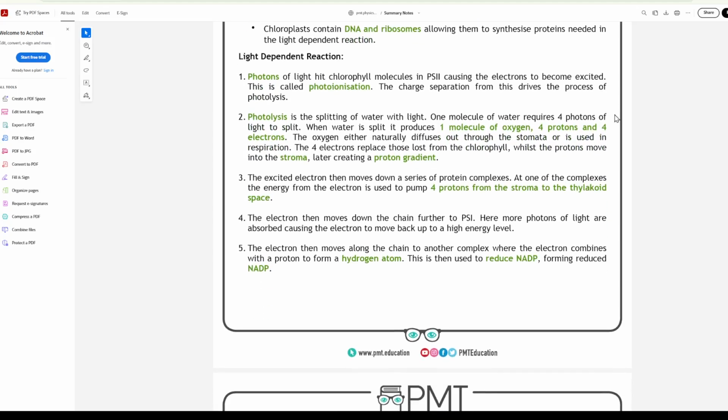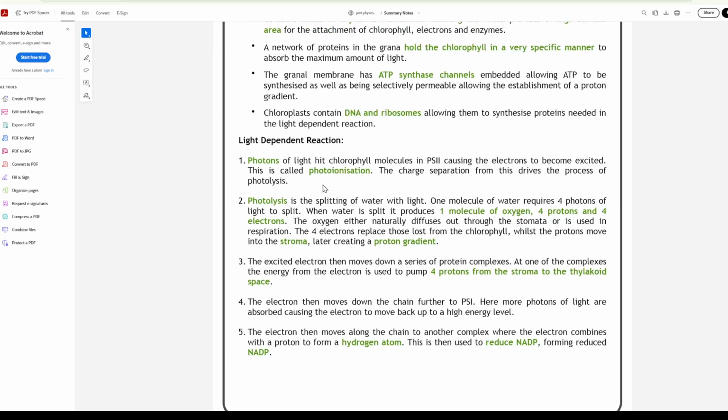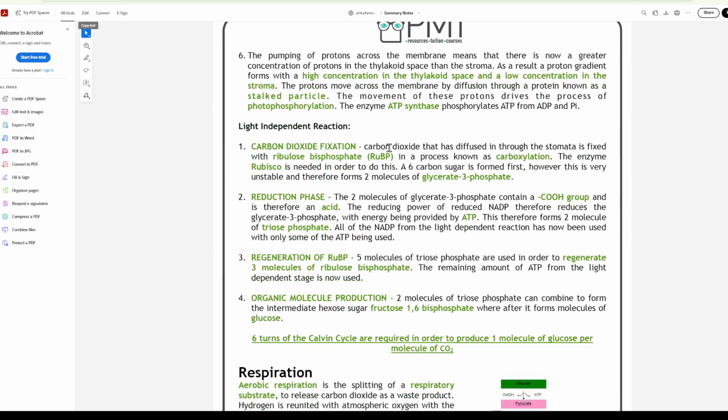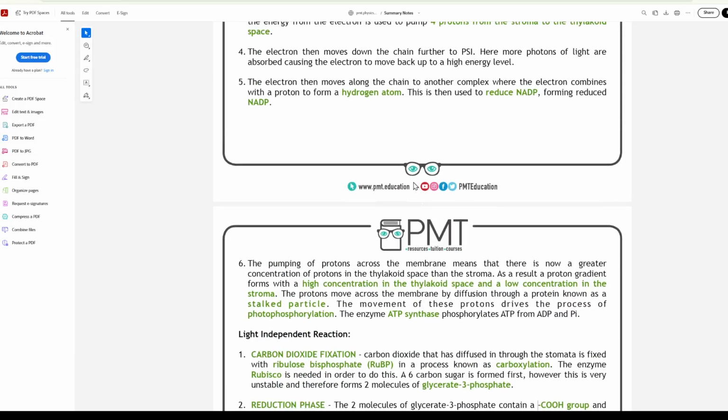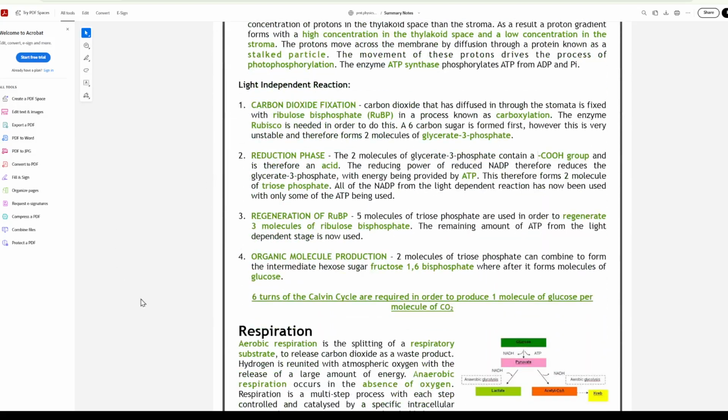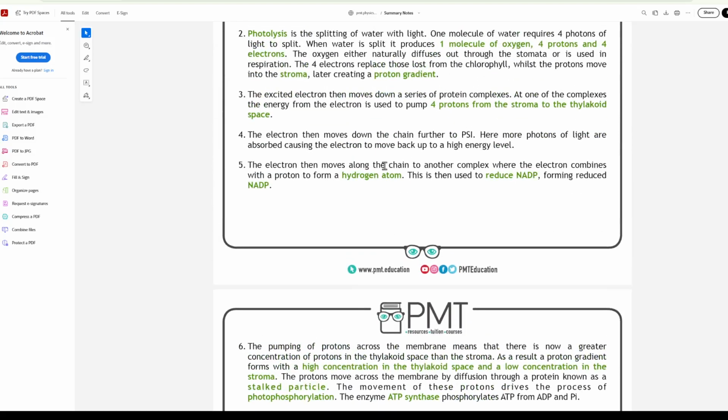Light-dependent reaction. Photons of light hit chlorophyll molecules in photosystem 2, causing the electrons to become excited. Oh wait, why are we doing the light-dependent first? Does that usually come first? I feel like I learned the light-independent reaction first, because that has the, what do you call it, Calvin cycle. But this is okay.